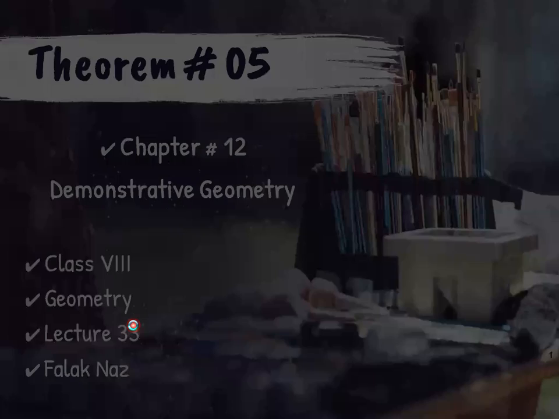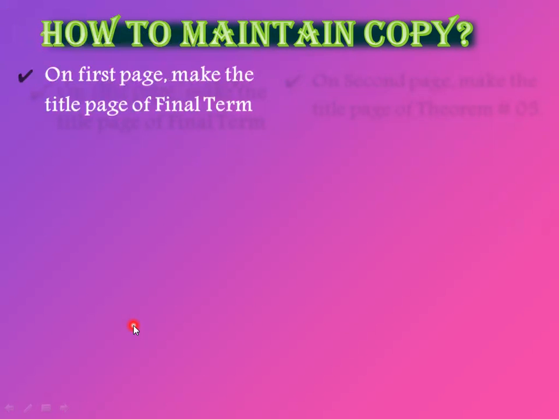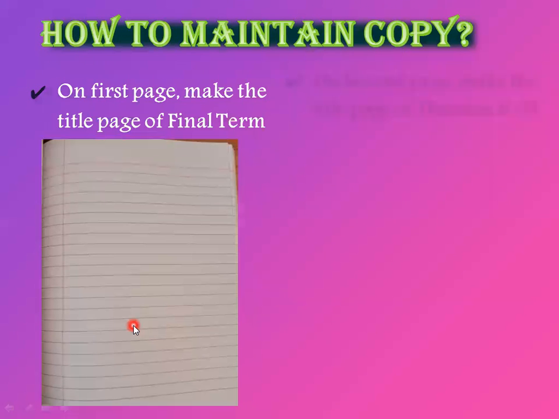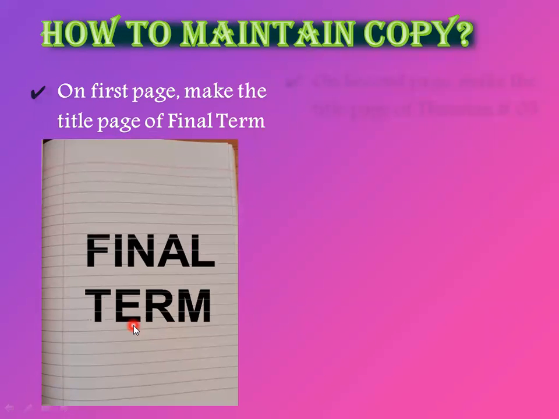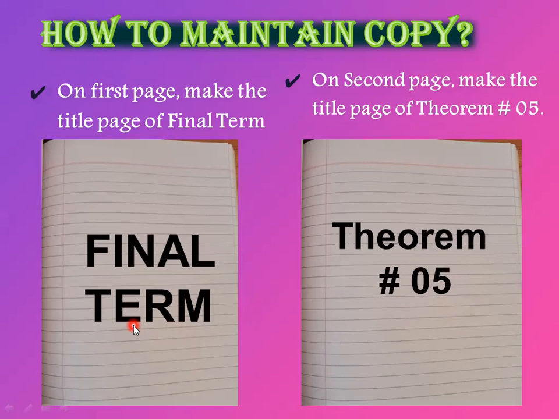But before starting the lecture, I'm going to tell you how you will maintain your copies. Since you are going to copy down this theorem in your geometry copy, first of all, you should make the title page. Okay, how will you start your copy? You will make the title page, and then on the second page, you will make the title page of theorem number 5. So this is the way you will start your copy.